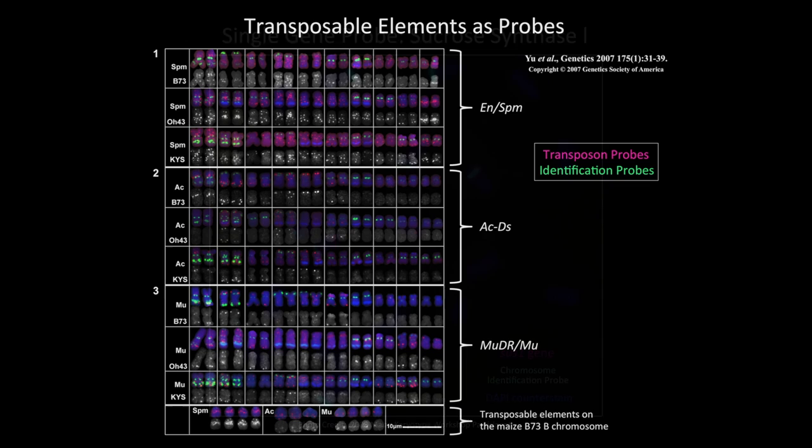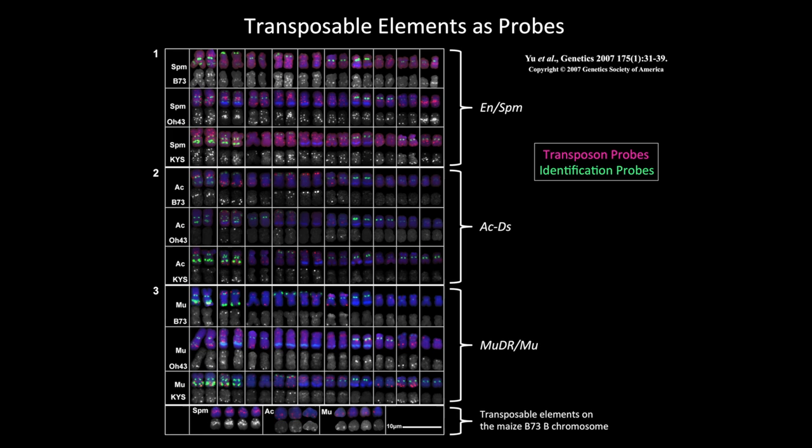The maize genome contains several families of transposable elements, three of which are shown. The insertion sites are numerous and line-specific, an advantage if you're interested in studying transposable elements. However, for most of us, they are to be avoided when it comes to selecting sequences for FISH probes.